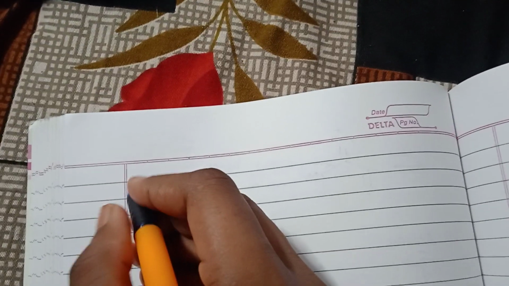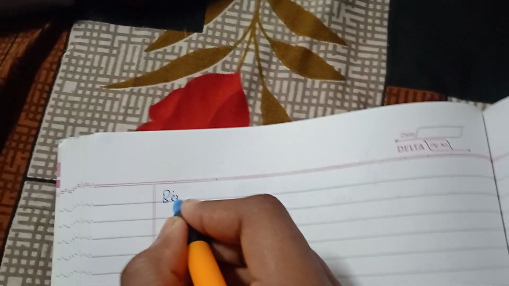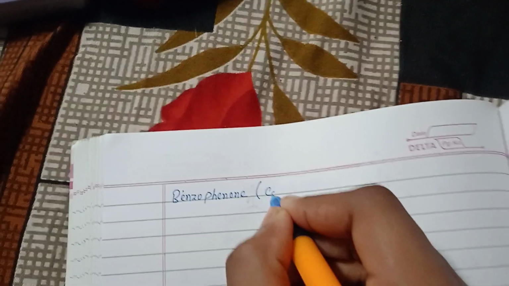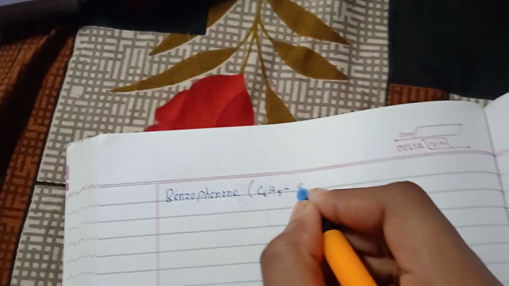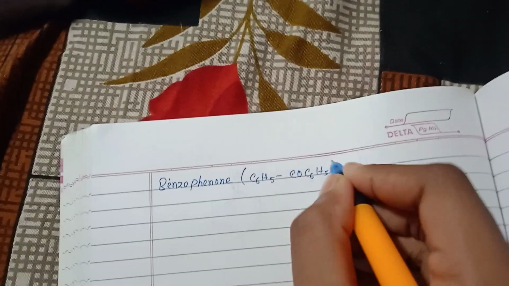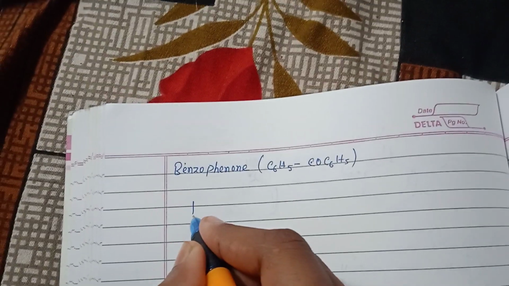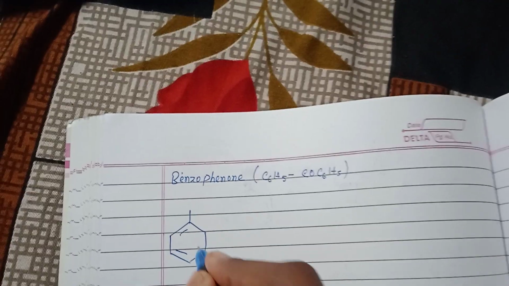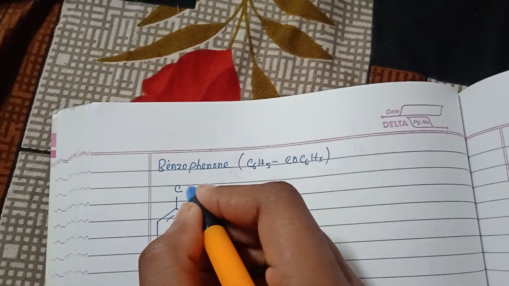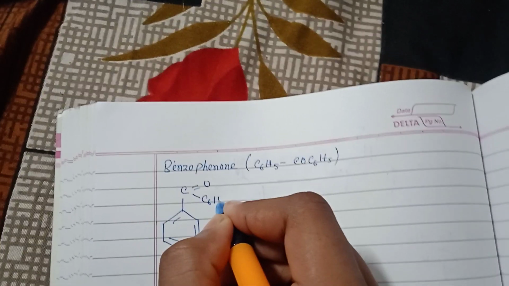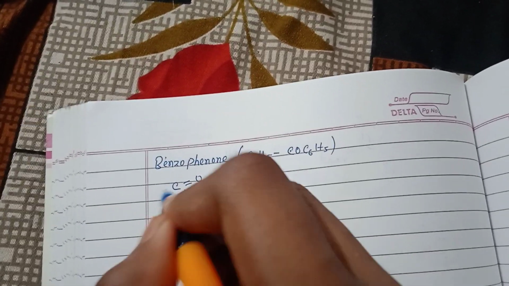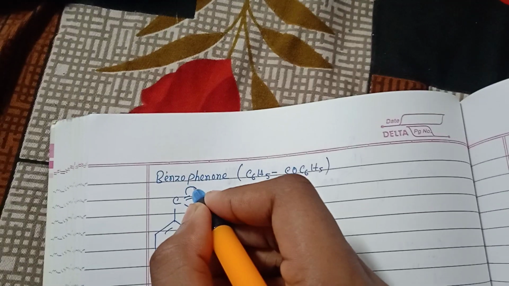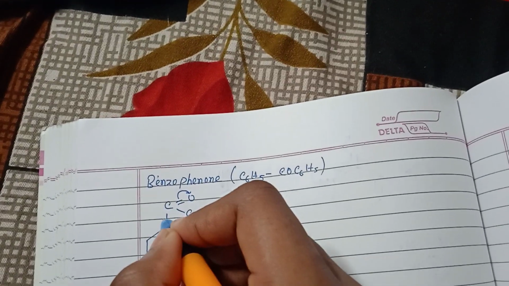Our second example of an electron withdrawing group is benzophenone. That's C6H5 CO C6H5. Okay. At first, draw benzene with alternate double bonds with C. It will be C double bond O, single bond C6H5. It will be the same as nitrobenzene. The first resonance structure will be starting from here. Sorry everyone, from here and next to here.